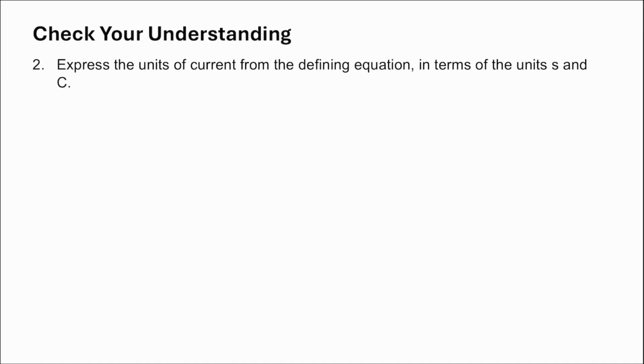Electric current is defined by this equation: I equal to how much charge passes through a point per unit time. So the unit of I, the current, is equal to the unit of charge over the unit of time. So this is coulomb per second.